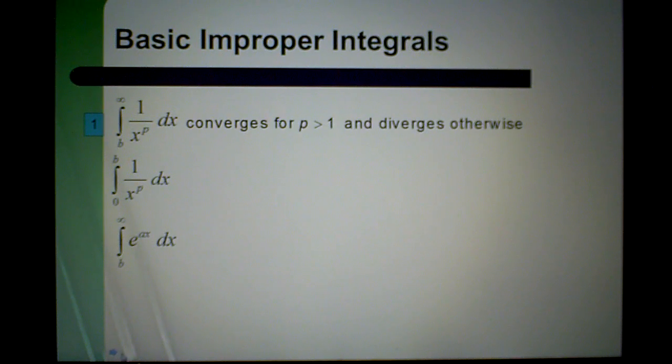The improper integral from b, a constant, off to infinity, a horizontal asymptote, of 1 over x to the p will converge as long as that exponent on x is greater than 1. If the exponent is 1 or smaller, the improper integral diverges. Again, I'm not saying which value it converges to, but if I recognize this, I know I have convergence as long as p is greater than 1. And if I'm asked for a value, then I go find it. If p is less than or equal to 1, it diverges.